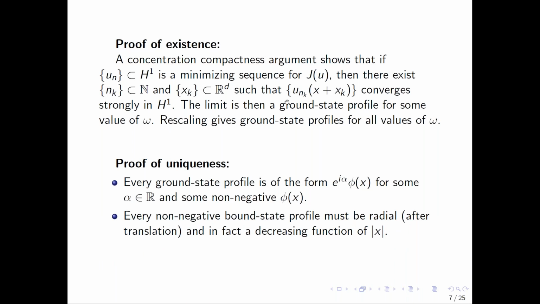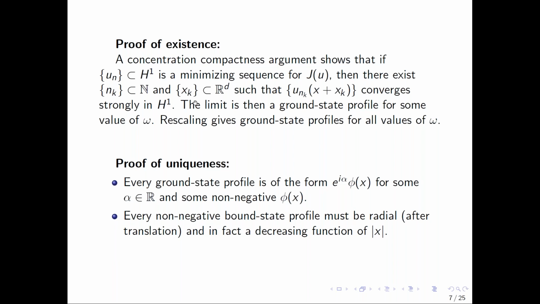Just a word about the proof of this. Weinstein proved the existence of ground state solutions by a concentration compactness argument. He showed that, well, we know that J is bounded below. I guess that's obvious because it's a positive functional. So there are going to be sequences in H1 which are minimizing, in the sense that J of u_n approaches the least possible value. But Weinstein showed that if you have any minimizing sequence, then you can find a subsequence, u_nk, which after suitable translations by some sequence x_k, will converge strongly in H1.